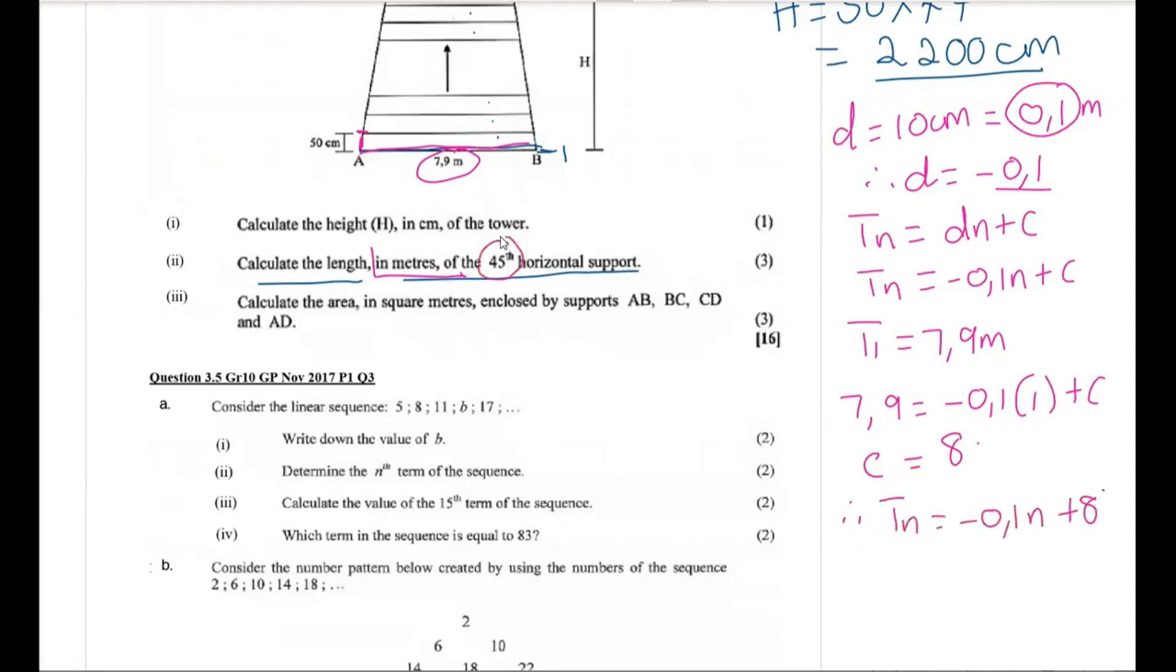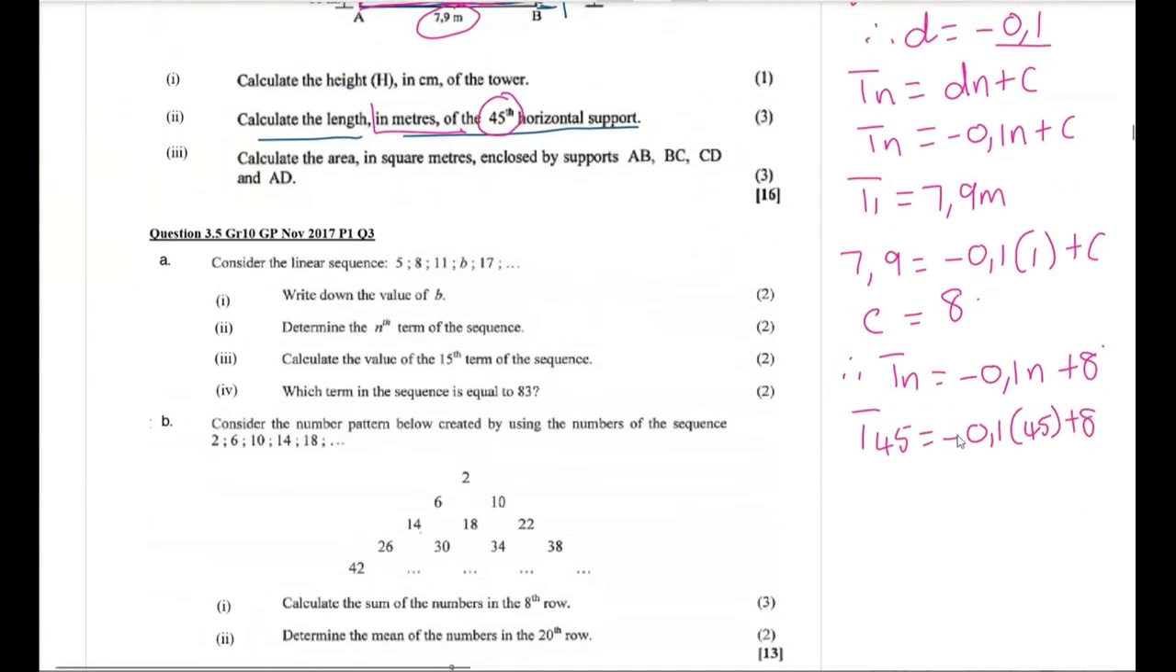Now we can answer the question. The 45th support, so we want T45. You can't answer it without that. So how long will be the 45th support, which is CD? T45 will be equal to minus 0.1 times 45 plus 8. Use your calculators, guys. Right. Thank you. 3.5 meters. Okay.